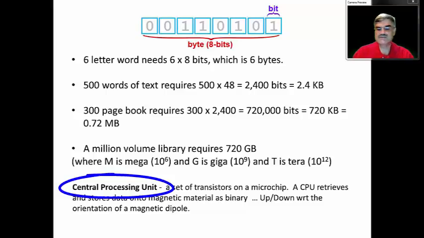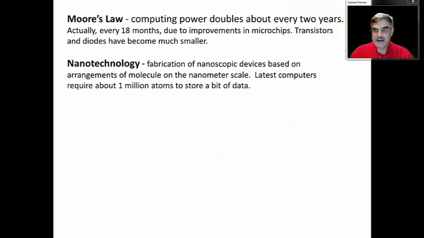Now, computers also have a central processing unit, which you've heard about, a CPU, which is a set of transistors on a microchip. And a CPU retrieves and stores data onto the storage media. Now, a way to describe the rapidity of the development of the speed of computer processing and the ability to store information is sometimes discussed in terms of what is called Moore's Law. Now, Moore's Law was a prediction that computing power would double every 2 years.